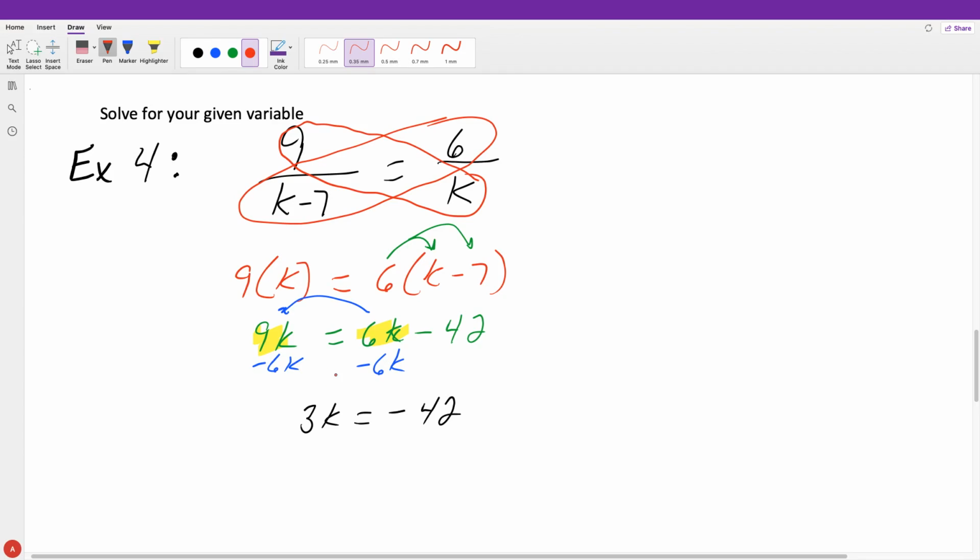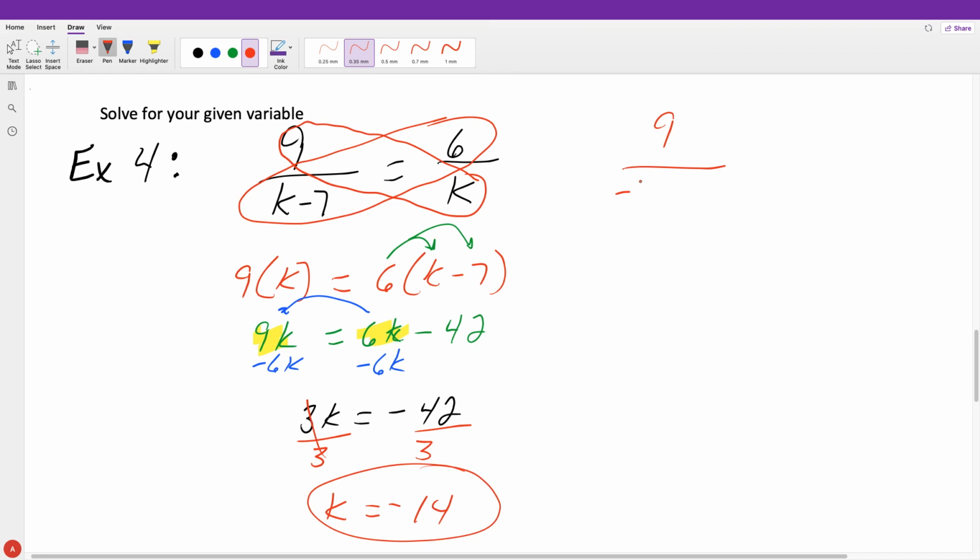Well, our last step, now that we have all of our variables on one side, we look and see, oh, we actually just have a very basic one-step equation. And it's 3 times k, so to get rid of times, we will then divide. And that means k is going to be equal to negative 14. All right, and we can plug it back in and see, does that actually work?